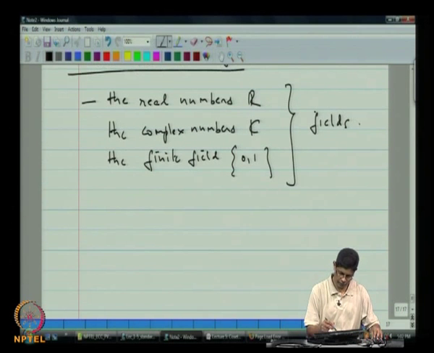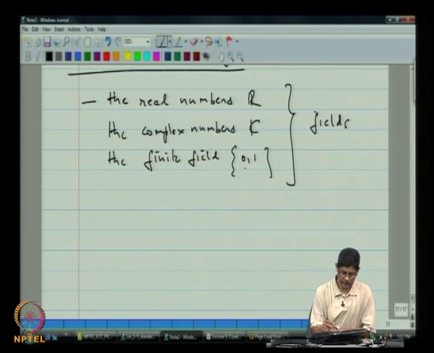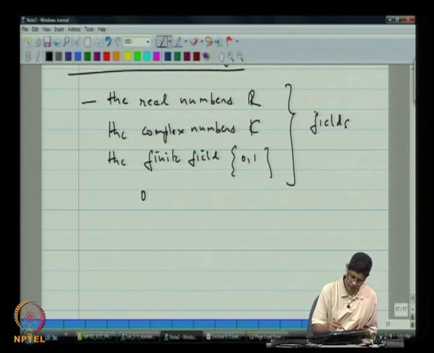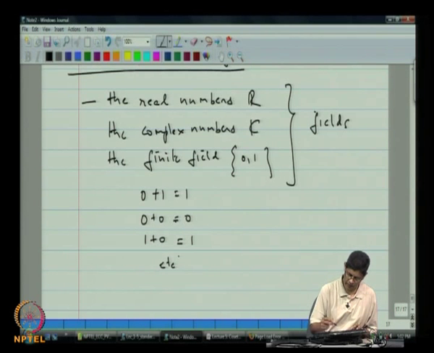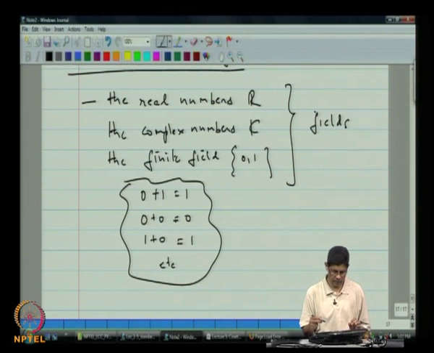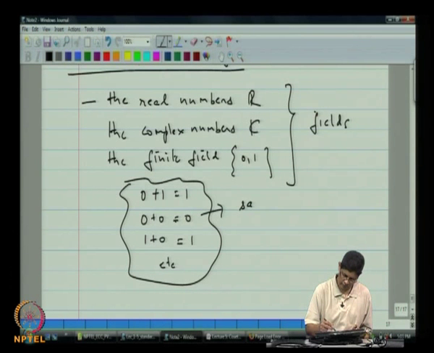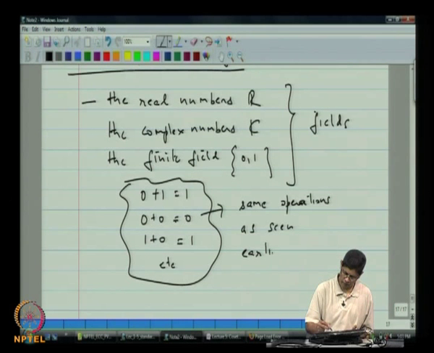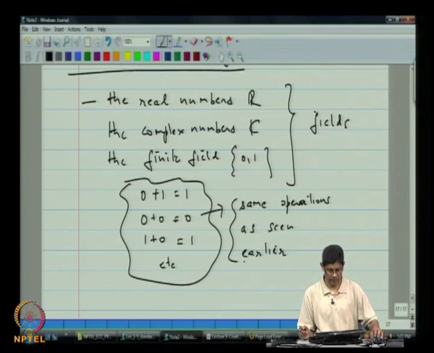Now, what I have called here as {0, 1}, I may not have referred to it as a field earlier, but this is the same set under the same set of operations that we carried out earlier, namely that 0 plus 1 is 1, 0 plus 0 is 0, 1 plus 0 equals 1, etc. So, under these same operations as seen earlier, these are all examples of fields.